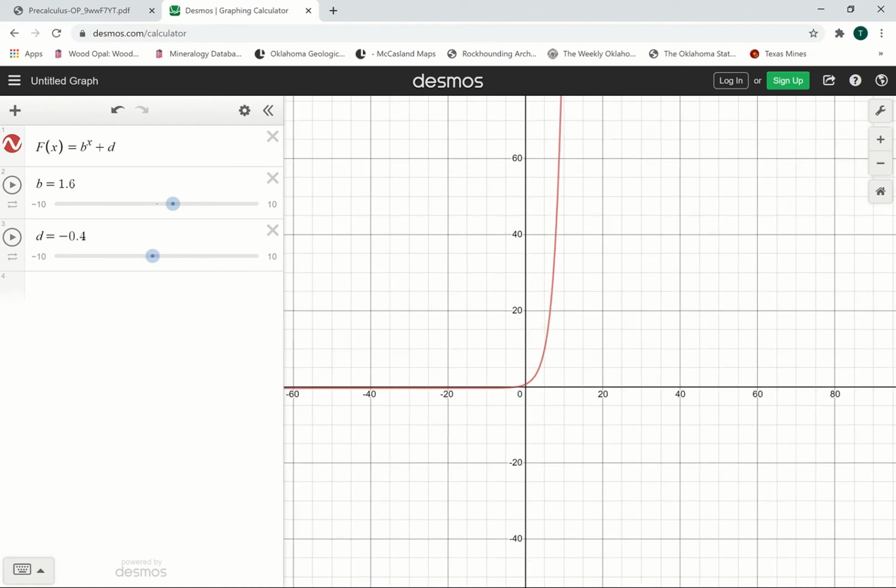Notice that as we move d, we get up and down movement. When d is negative, it goes down. When d is positive, it moves up. So it moves in the same sign as d. If d is positive, it will go up. If d is negative, it will go down.